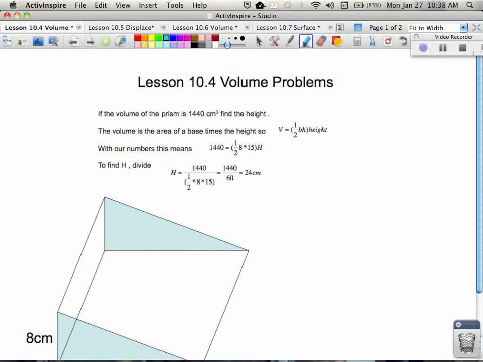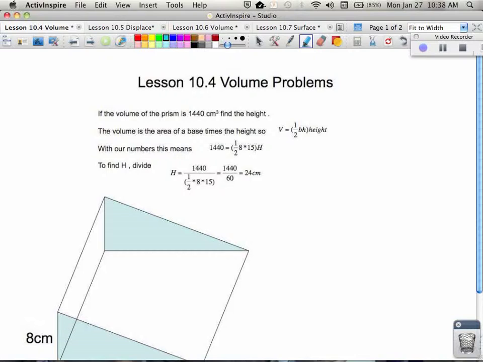In lesson 10.4, we're just going to do some general volume problems. This is just some miscellaneous stuff from the previous 3 lessons that we've already talked about. Down below here we see a prism, and they're going to give us that the volume is 1,440 centimeters cubed. And we want to find the height.